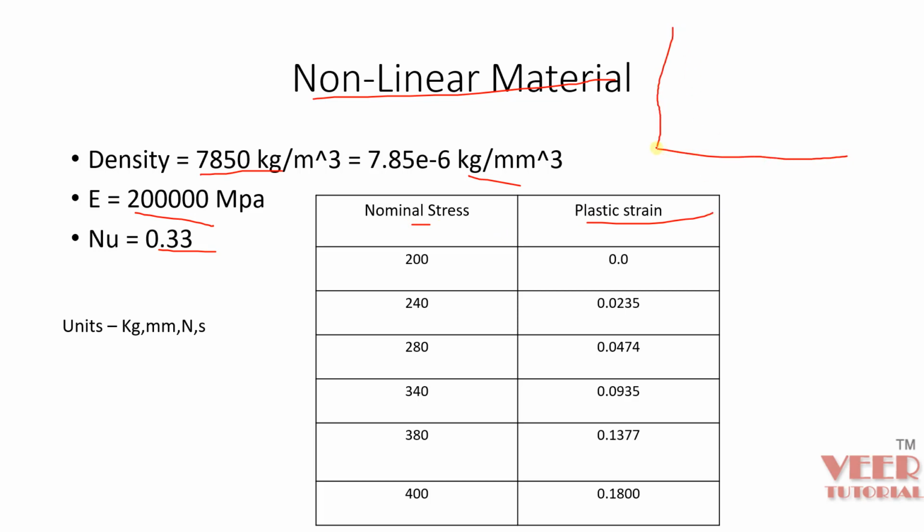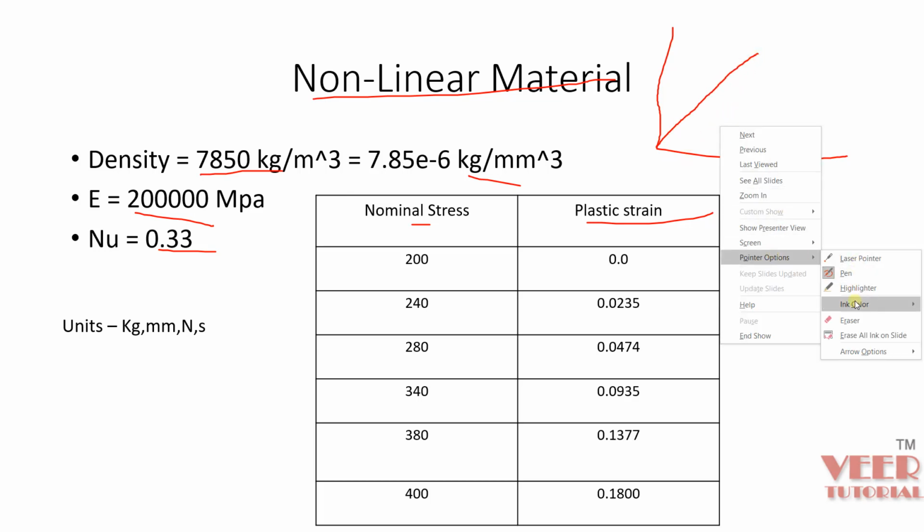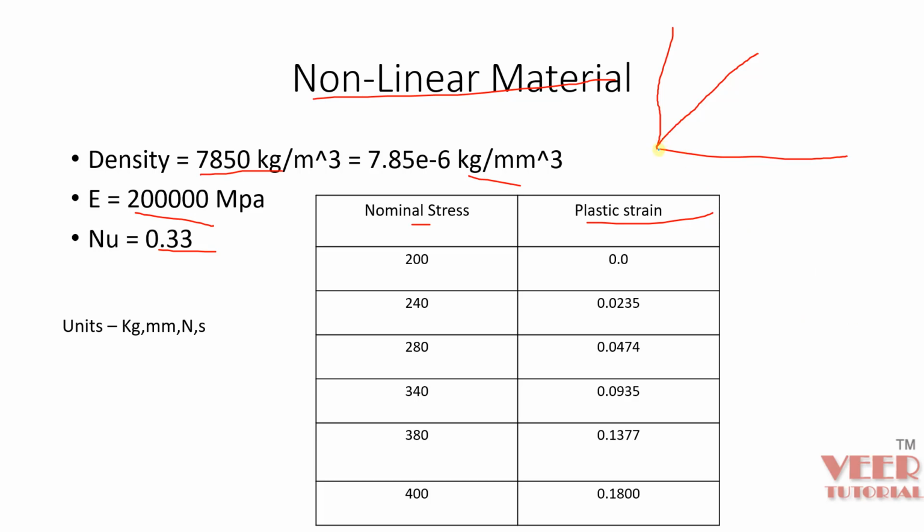When we have linearity, the graph is like this. But since we have nonlinearity, the graph will be like this. So we need to define certain points. Okay, in this way we need to define these points. So these points specify all the values of stresses with respect to the plastic strain.